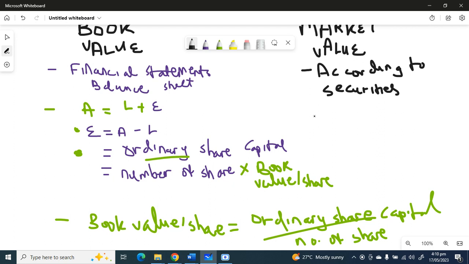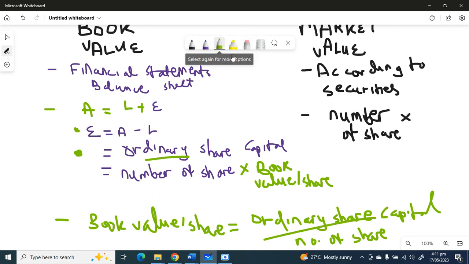All right. To get the market value of equity for a company, all right, what you need to do is you need to multiply the number of shares by the market price per share.